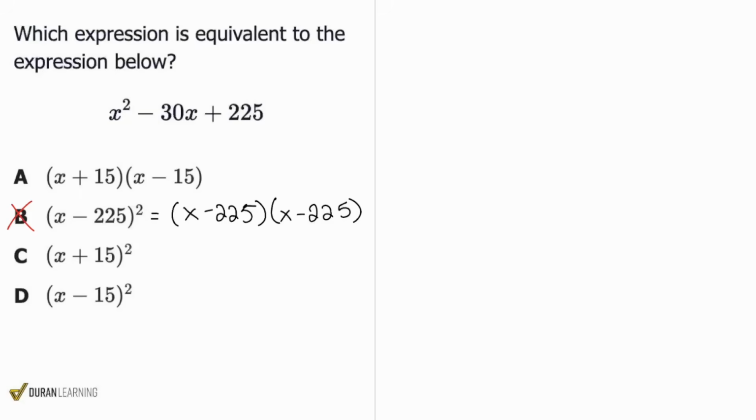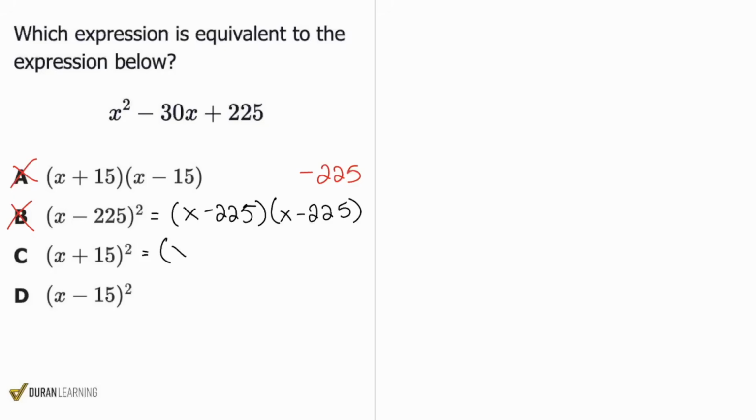Also, I know that A is not going to be the answer because if I have 15 times 15, yes, that is 225. But pause: positive 15 times a negative 15 is going to end up as a negative 225 at the end, not a positive. So A can't be the answer either. Now we're stuck between C and D.